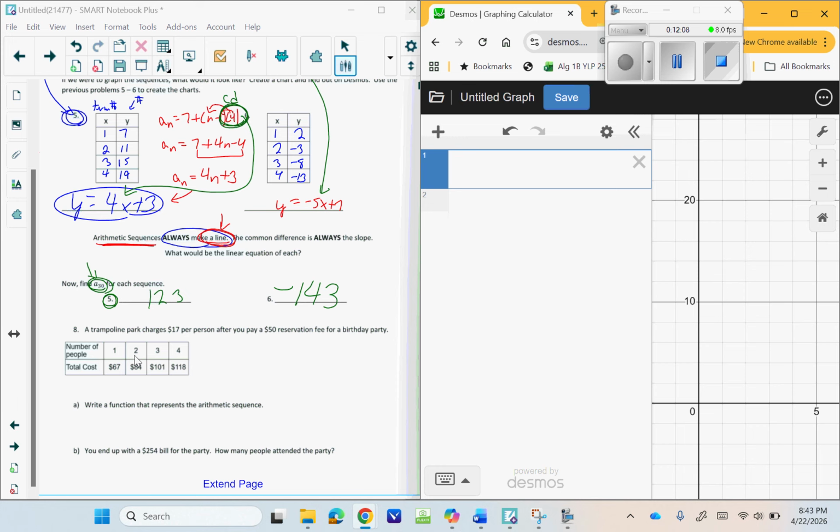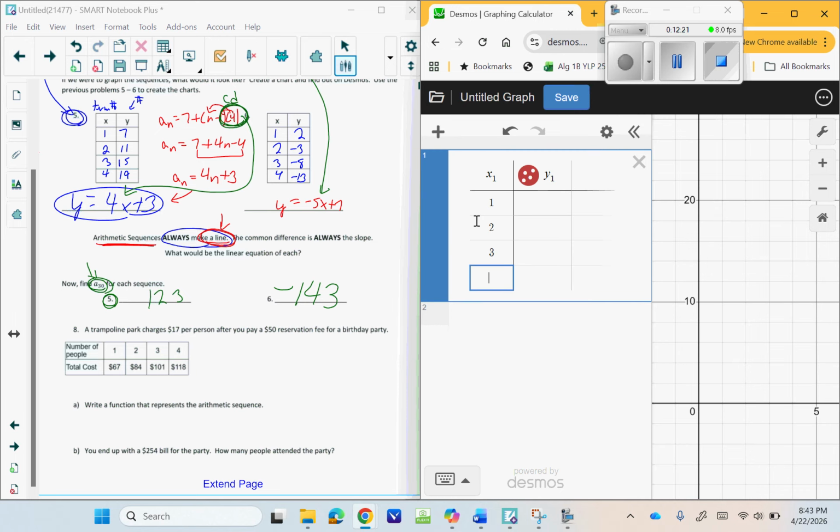Okay, let's look at problem number 8. So this is kind of nice because it gives us a chart. And so I'm going to go ahead and make a table from the chart. So I'm going to do 1, 2, 3, 4. And then just type in the y values. Okay, it says write a function that represents the arithmetic sequence.